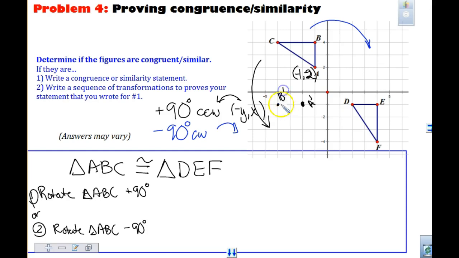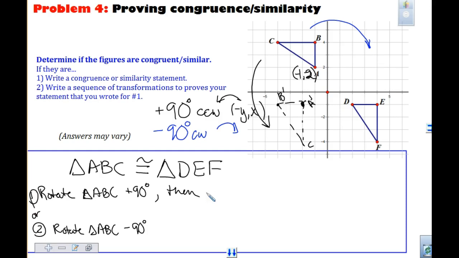Negative 4, negative 1. Now, I have these 2 points. I maybe don't need to do the C because I notice this is 2 and this is 3 here. So I just kind of get like that. And now what do I have to do, Kaylee? After we went positive 90, then what do we have to do to match it up? Translate it how?